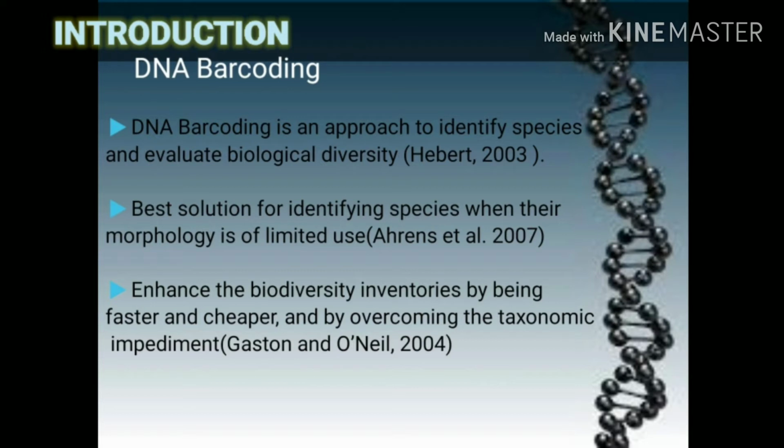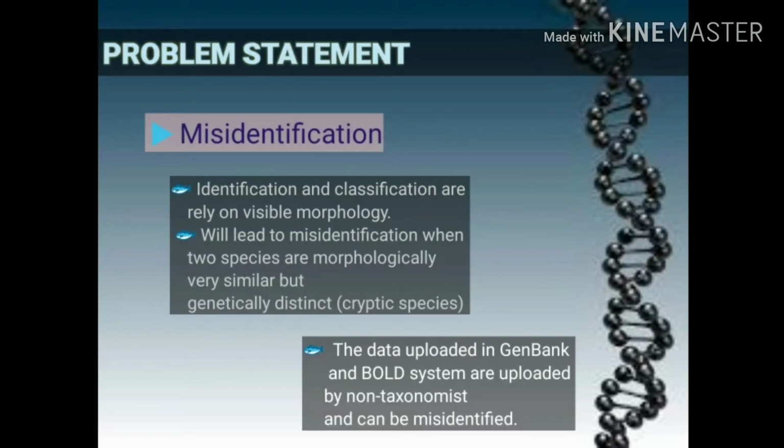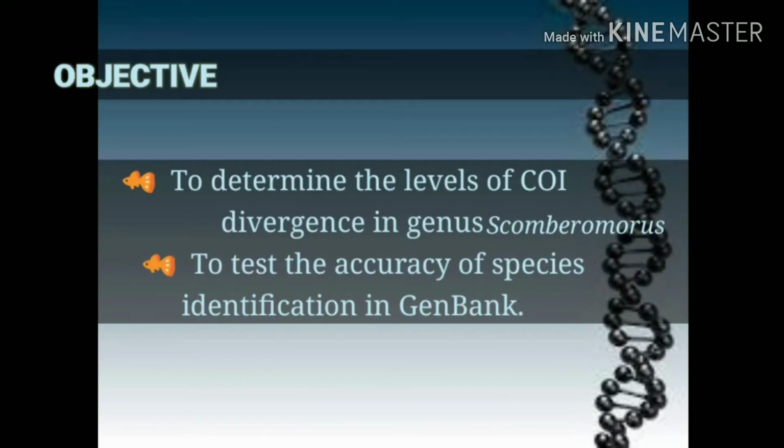DNA barcoding is a taxonomic method to identify species and is the best solution when morphology is of limited use. Misidentification can occur when two species are morphologically very similar and the data is uploaded to GenBank by non-taxonomists. The aims of my research are to determine the levels of CO1 divergence in genus Scomberomorus and to test the accuracy of species identification in GenBank.